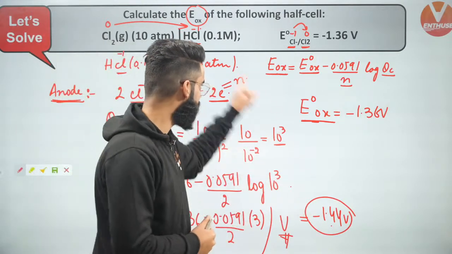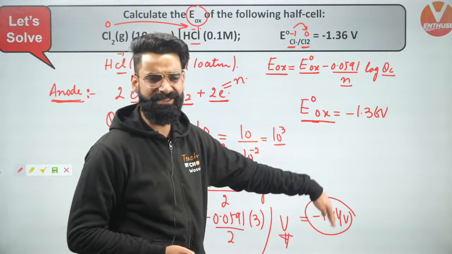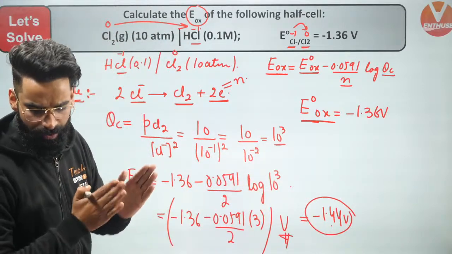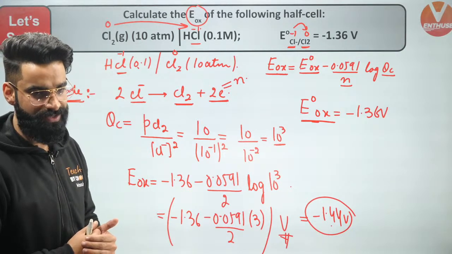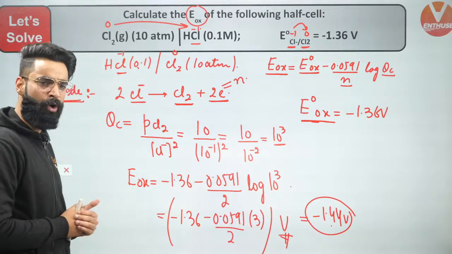This is the oxidation potential of the electrode. If you were supposed to calculate the reduction potential, you were supposed to reverse its sign. So after reversing its sign, that will give you the value of the reduction potential right here. Yes? Wonderful, guys. Great. So should I move on to the next question?